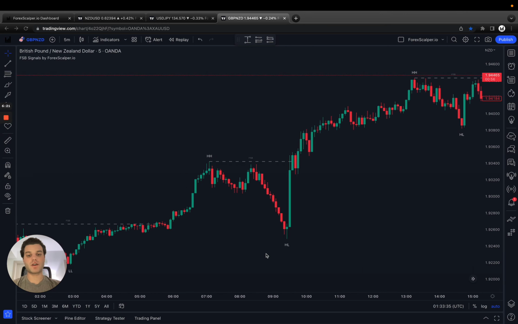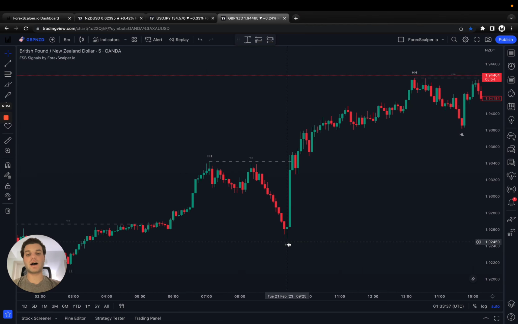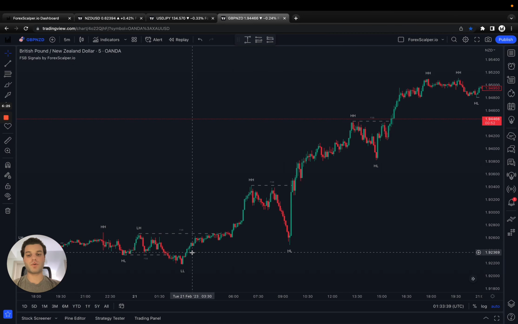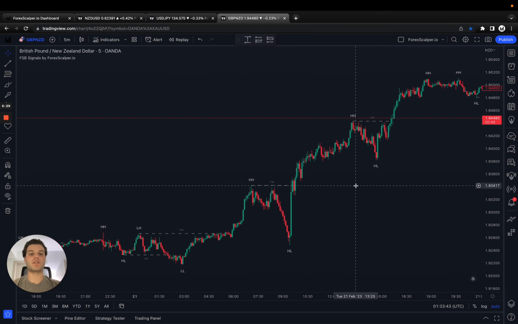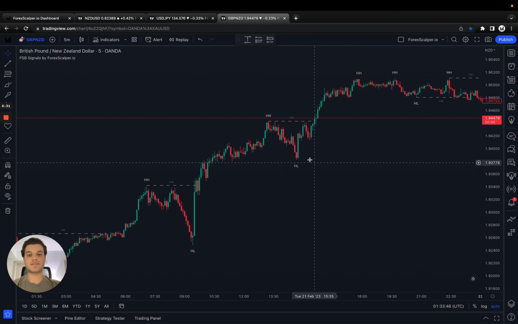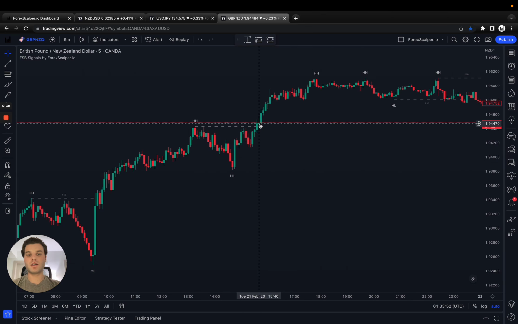And then of course, the previous anchor point was a higher low, which means it's a bullish trend. Same thing here. The last anchor point is a higher low. Then we had a breakout of the FSB line here, and we had 1, 2, 3 candles, 4 candles. That's strong. 5 candles, even stronger.